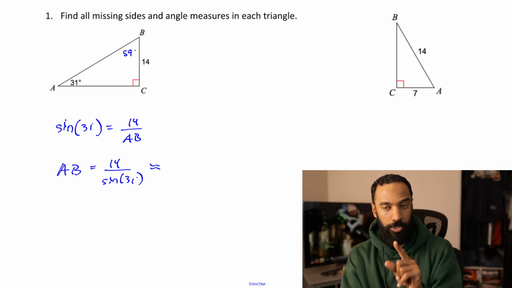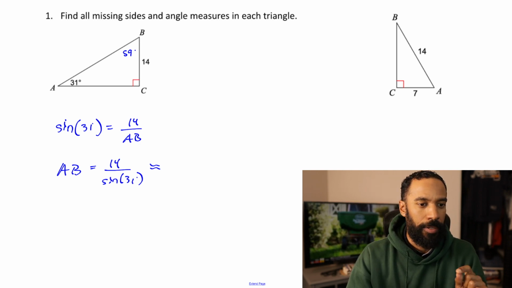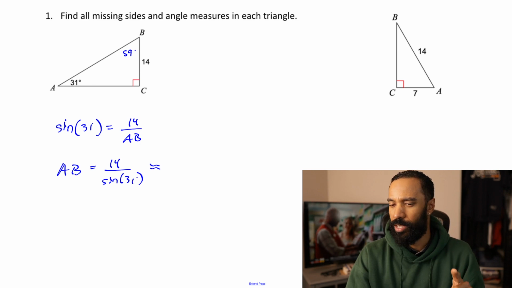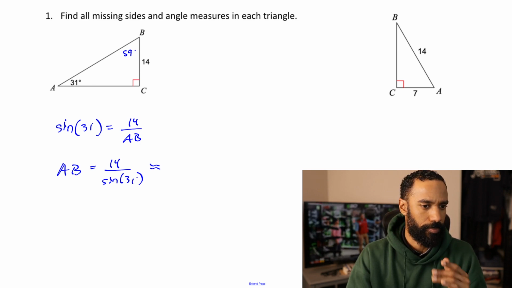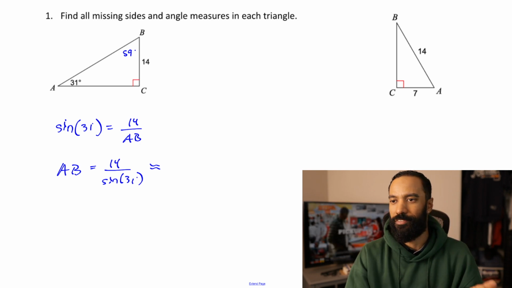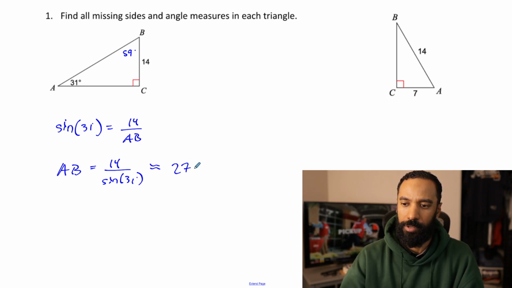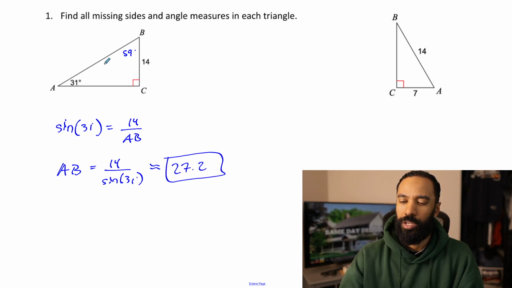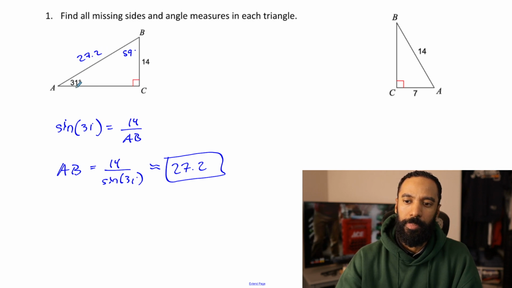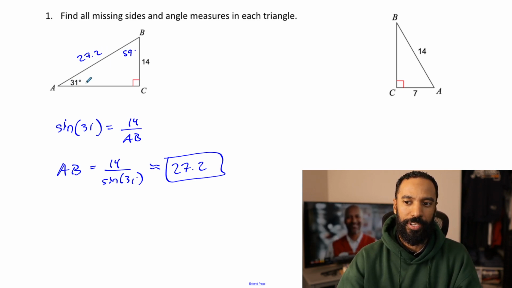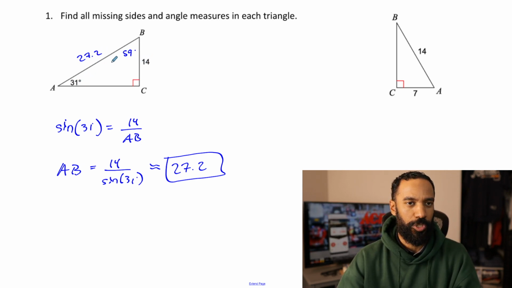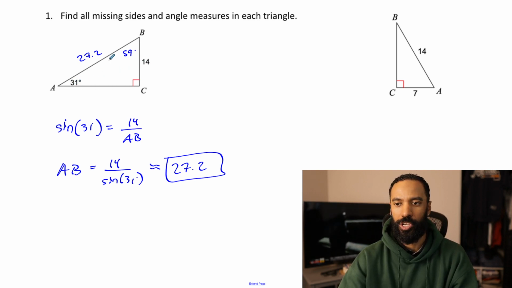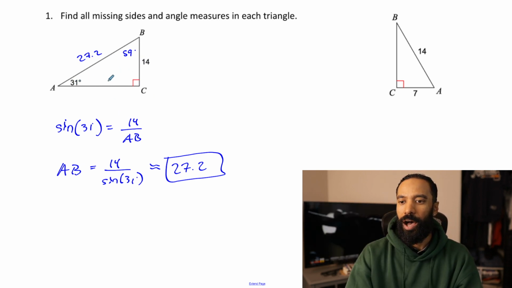I'll tell you what it's going to be close to. It's going to be close to 28. A little bit less, I think. 14 over sine of 31 is 27.18, so 27.2. Mr. Robinson, how did you know this is going to be close to 28? Because this was close to 30, and in a 30, 60, 90 triangle, the hypotenuse would have been twice as long. But it's a little bigger, so that's going to be a little smaller.